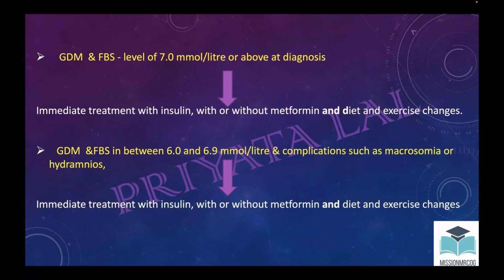Also this is very important: if you find GDM and the sugar levels are 6 to 6.9, but associated with macrosomia or hydramnios, the macrosomia and hydramnios are also indicators for uncontrolled diabetes. What you will do, you don't have time, treat the patient fast. So treatment would be with insulin, with or without metformin. Diet and exercise changes would be there. This will help you in answering questions, because they will give a number of levels. So if you have a clear idea of what the recommendation by the guideline is at that level and the associated complication, then your life is easy.